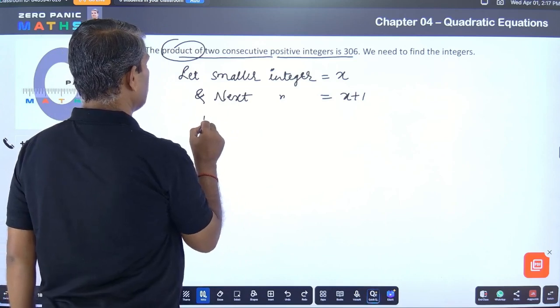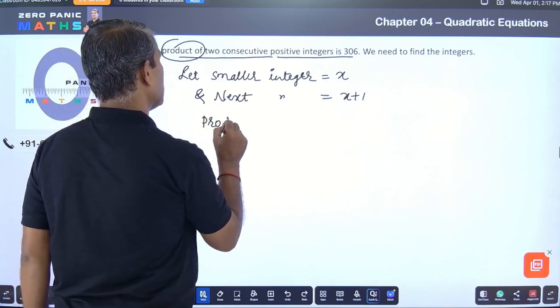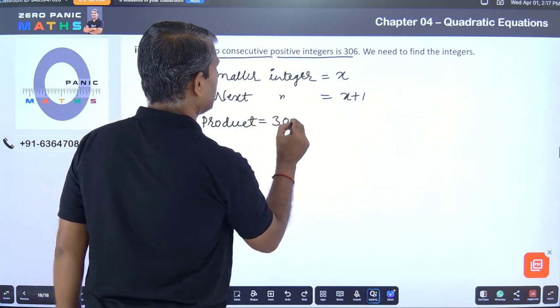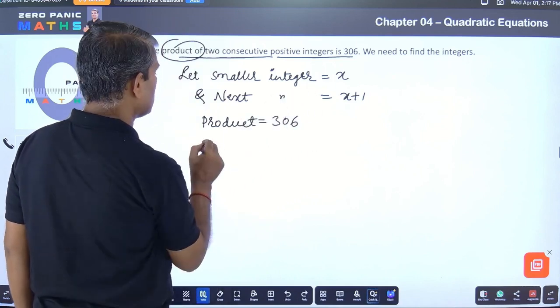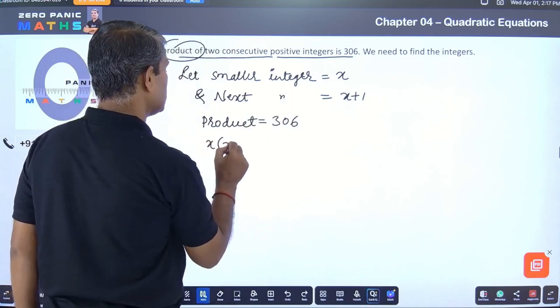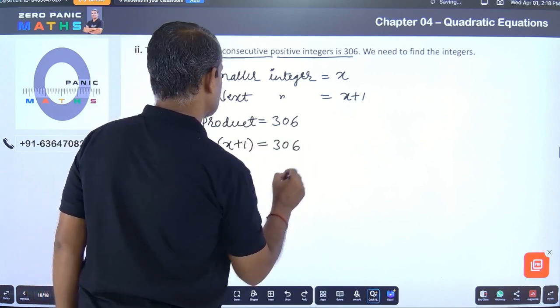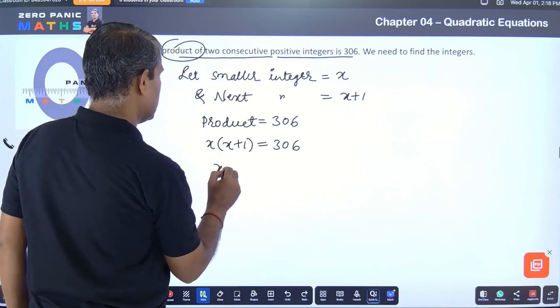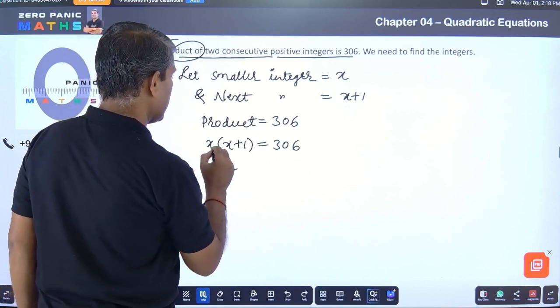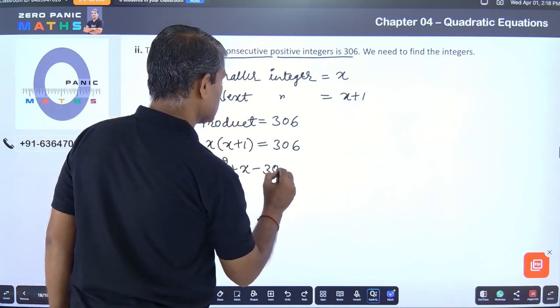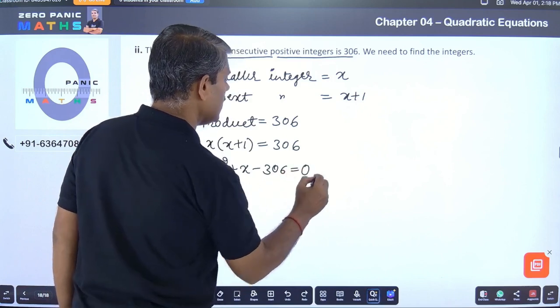The product is equal to 306, right? Let us write the product of these two consecutive integers: x into x plus 1 is equal to 306. So it is x into x, x square, and x into 1, x, and bring minus 306, the 306, to the left side.